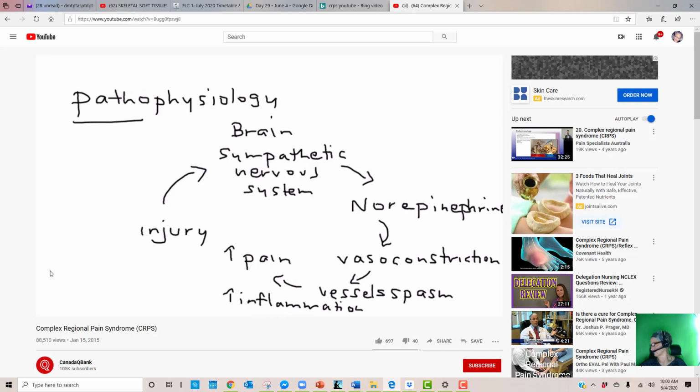And then once you have pain, it goes back into the same cycle where the brain senses it again and again releases norepinephrine. So this just keeps going round and round, and it's a pretty tragic occurrence if it does happen to someone. So let's talk a little bit about the symptoms.